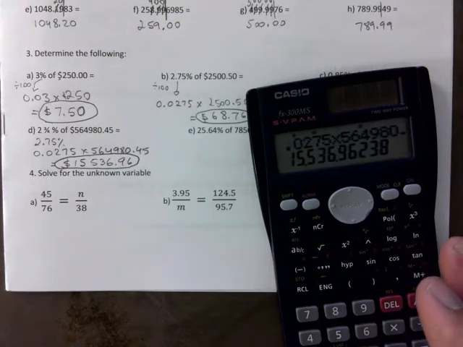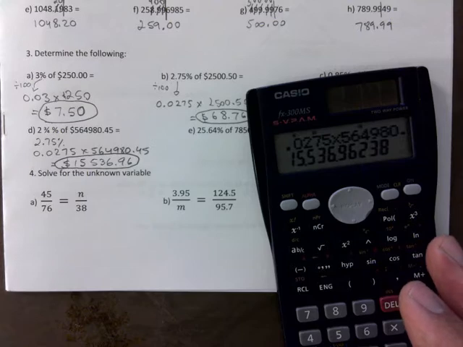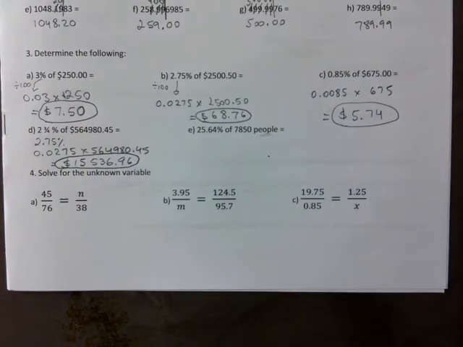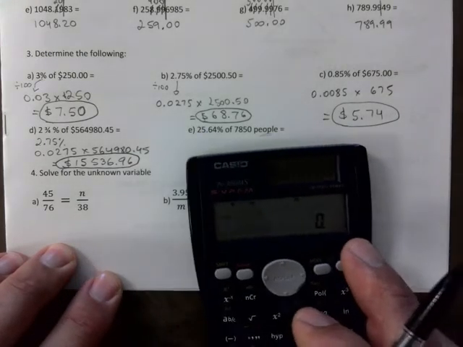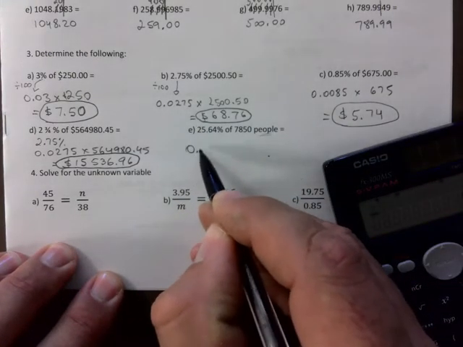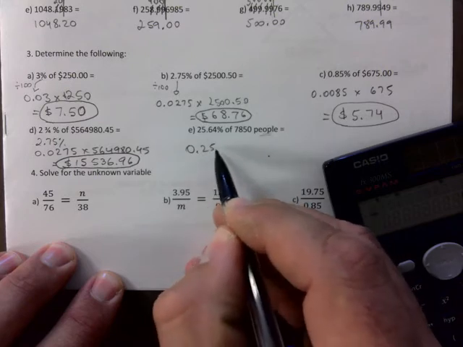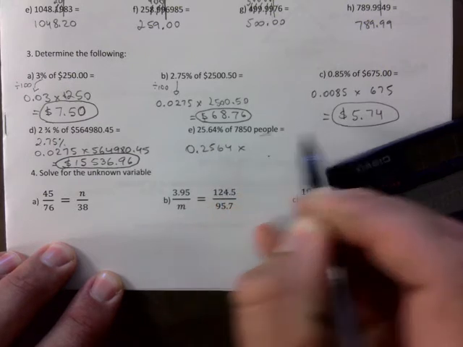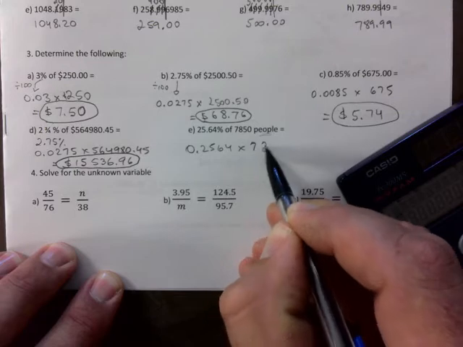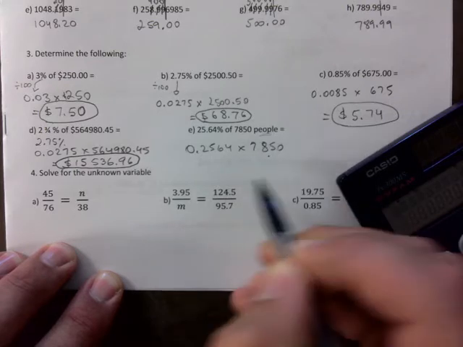So if you ever forget to divide by 100, your answer will not make sense, right? Let's just say like 10% of something, if you just go 10 times that number, you're not going to pay more than what you started off with, right? Because it's a percentage. People here, so we're going to go 0.2564 times 7850.